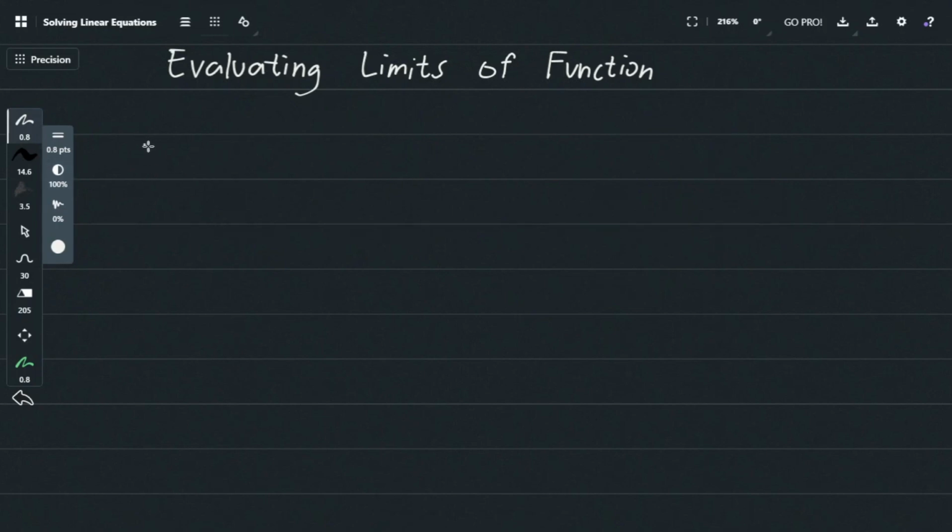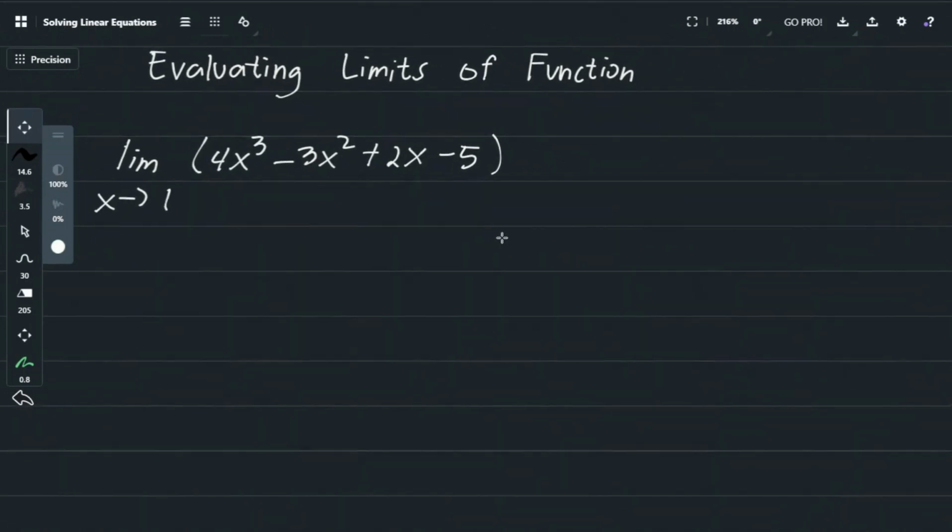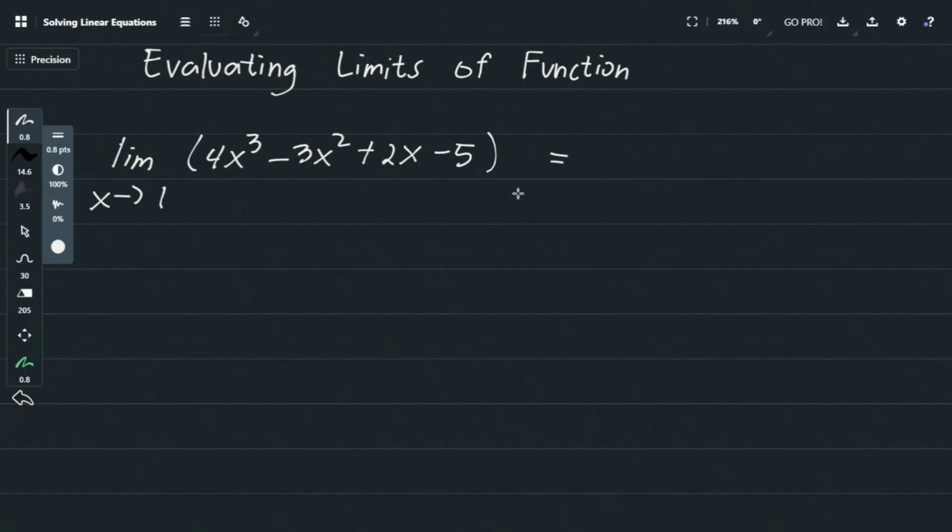Okay, so let's have another example. We have the limit of 4x cubed minus 3x squared plus 2x minus 5 as x approaches 1. Okay, again, we're just going to substitute the value of x into this function.